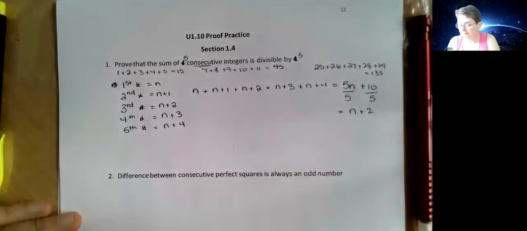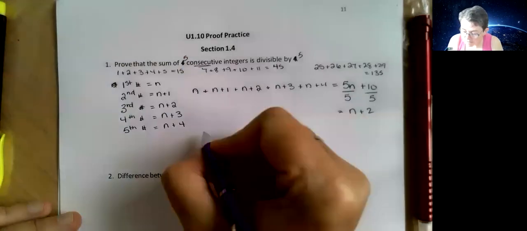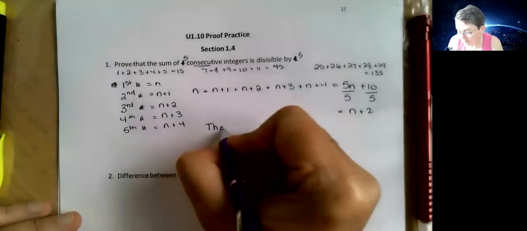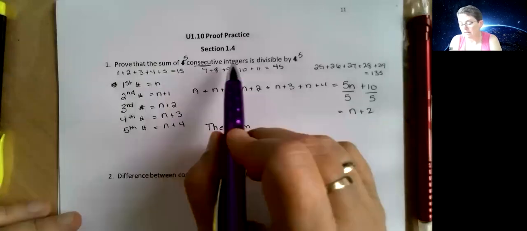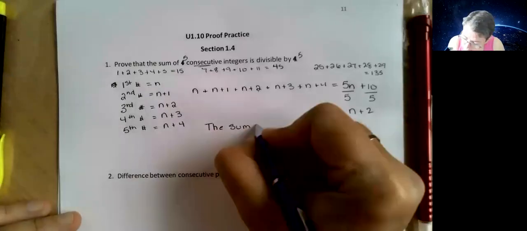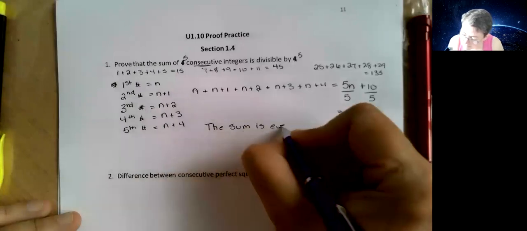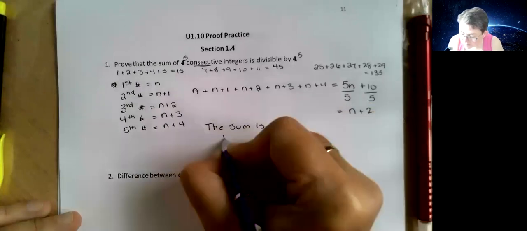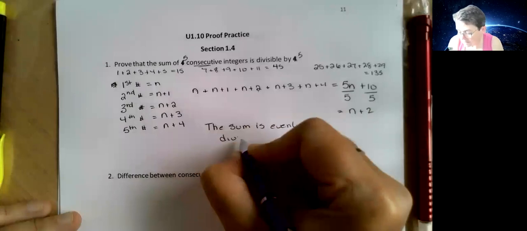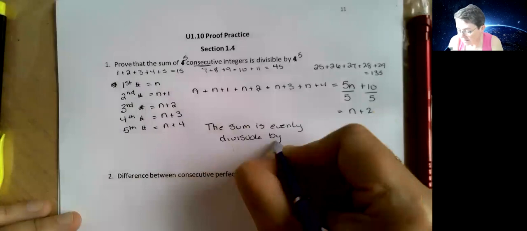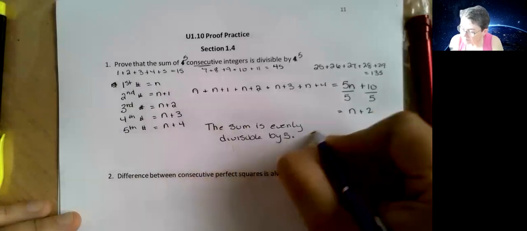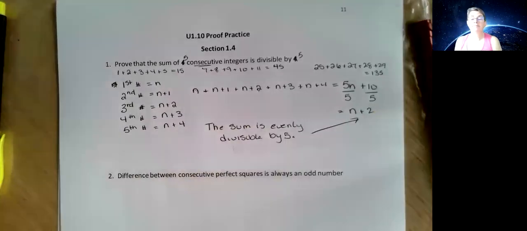Now, I'm just going to make this shorter. The sum of 5 consecutive integers is evenly divisible by 5. So there we go. Ta-da!